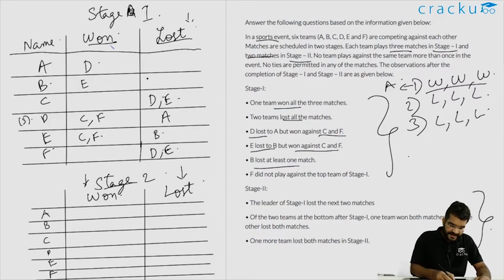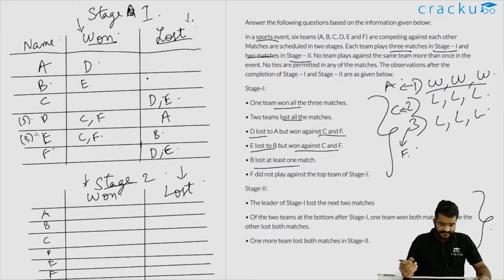Similarly, other than C and F, all the teams have at least won 1 match. This would imply that the teams that have lost all the 3 matches in the first round are C and F. So we have been able to identify all the 3 games played by both D and E.